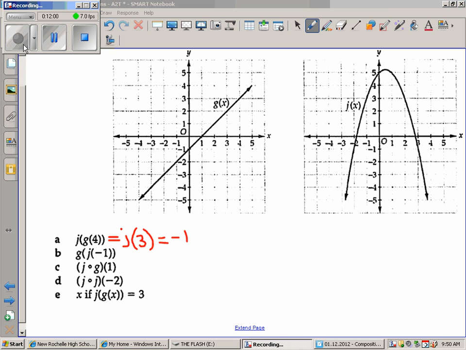Let's do B. J at -1. Take a look. J at -1 is 3. So this is the same thing as G at 3. And how much is G at 3? 1, 2, 3. How much is it? It's 2.